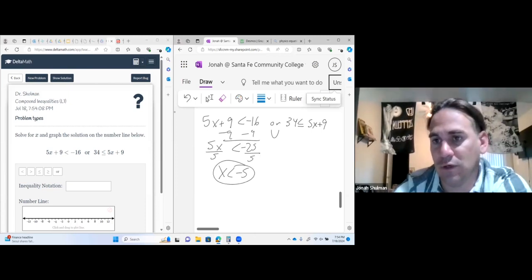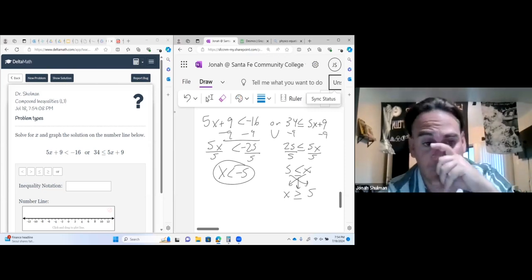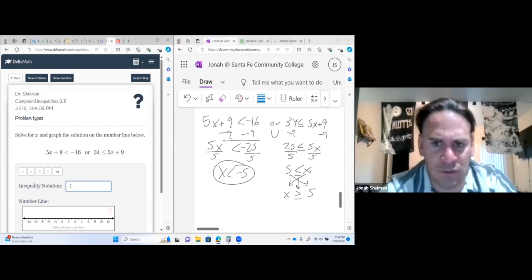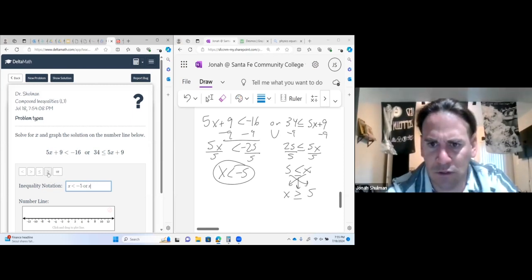On this side, we're going to subtract the 9. We have 25 is 5x, divide by 5, 5 is x. I want it the other way though. X, flip it, 5. So these are the two. We can do x is less than negative 5, or x is greater than or equal to positive 5.